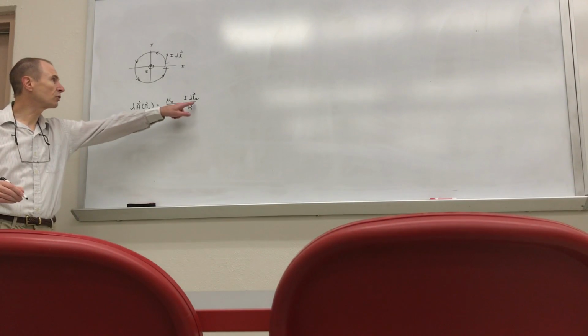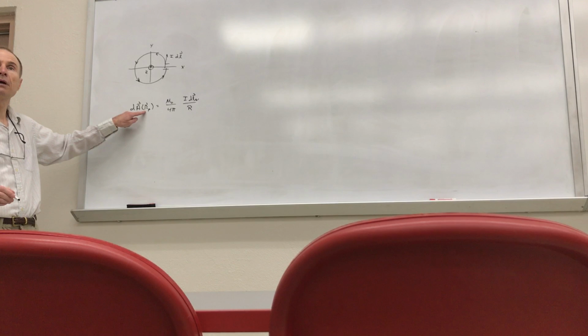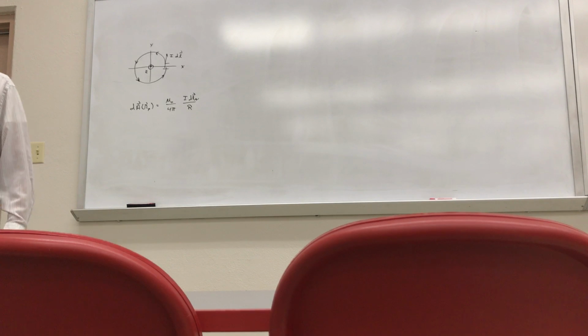Source at a distance. My current source lies at one point. My field is being measured at a different point. So this is one of our laws that we can use. What is the direction of A?